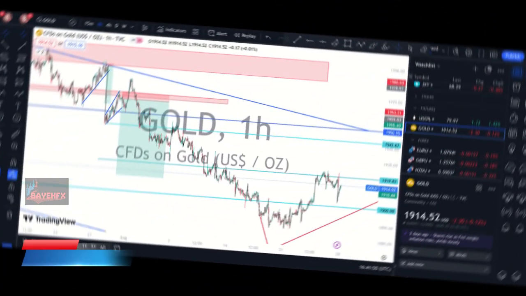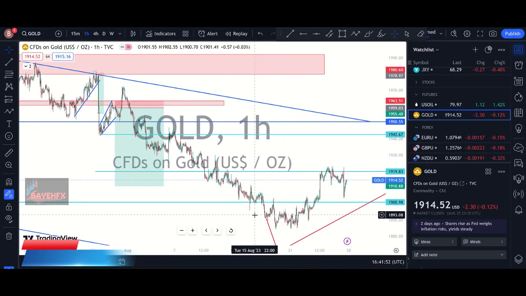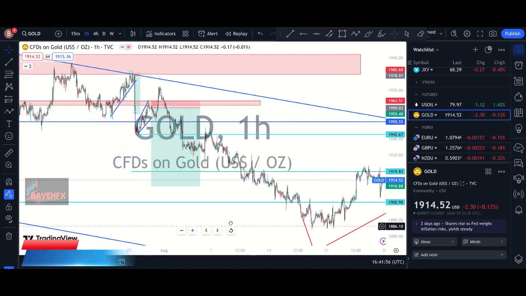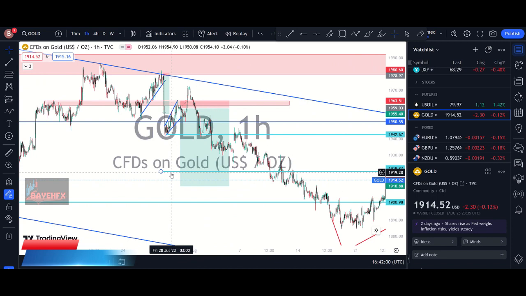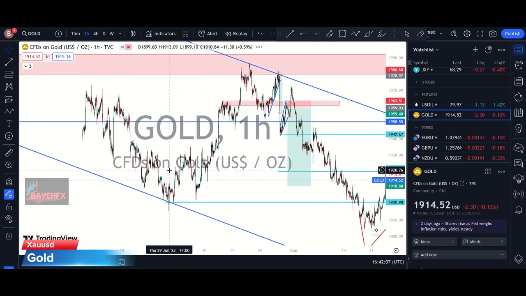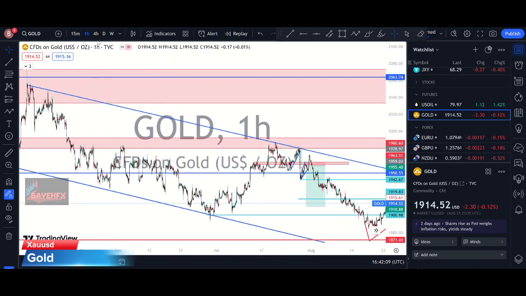Okay guys, this is CFDs on gold, right? The US dollar versus the gold. If you remember the analysis we did last time on gold, we predicted a continuous sell to the downside, and the market is doing exactly that, right? You can see the market is still respecting the zones we marked out on gold.